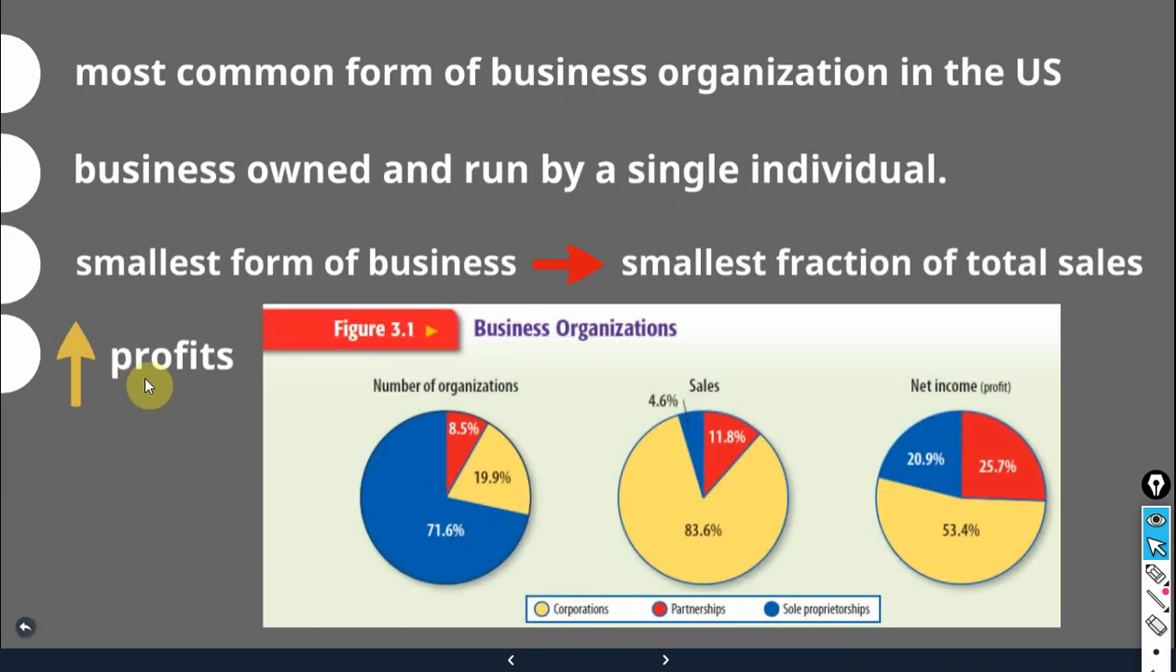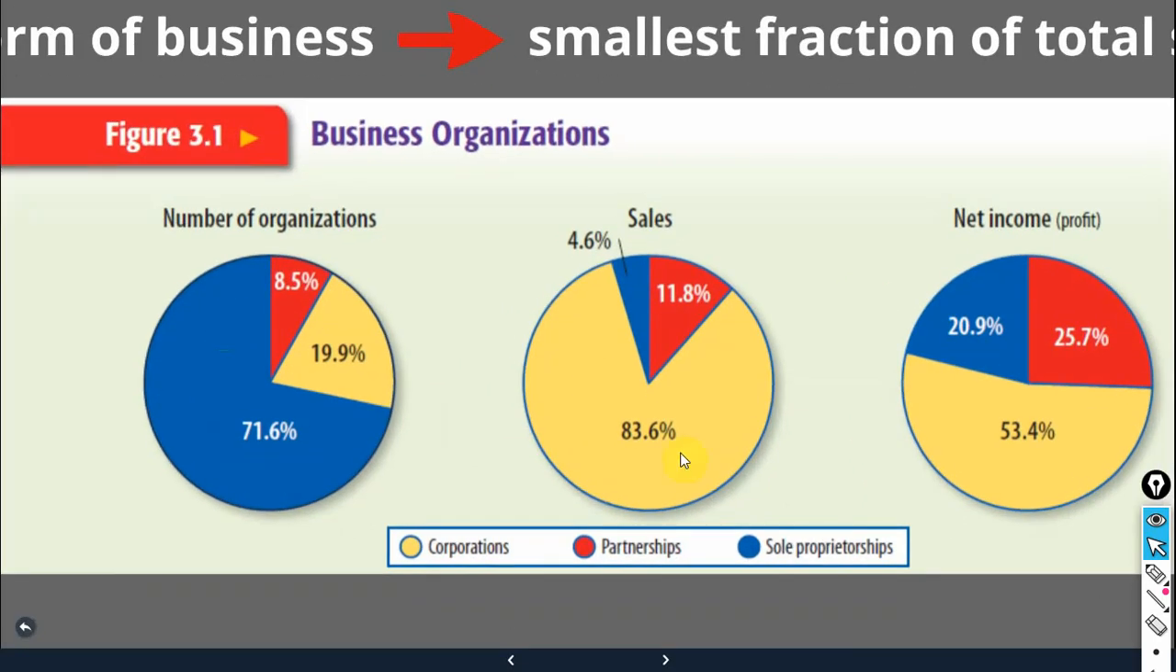Let's look at this figure. You will see that in blue, the proprietorship, the number of organizations, meaning the number of people that open this type of organization, is 71%. The sales of that form are way too little, only 4.6%. But the income is kind of big, 20.9%.